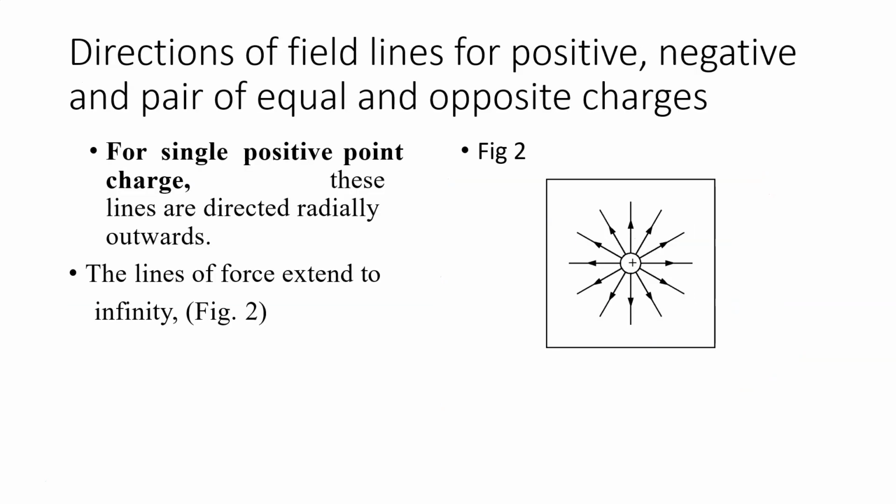Now, the direction of electric field lines for positive, negative and a pair of equal and opposite charges. For a single positive point charge, these lines are directed radially outwards like this. You can see the directions are outwards. The lines of force extend to infinity. There is no particular end, because they originate from here and go outwards for a single positive point charge.